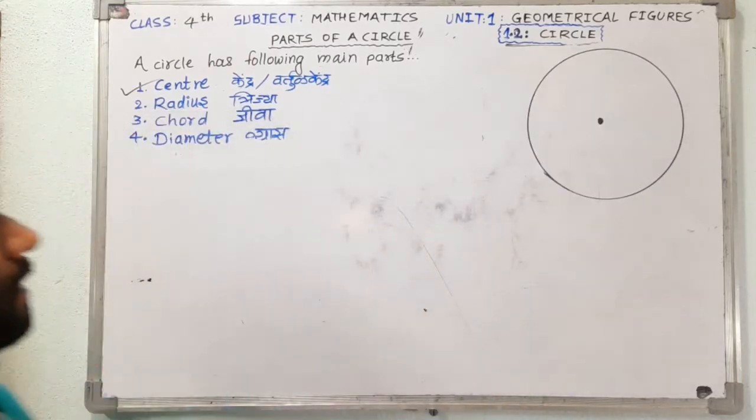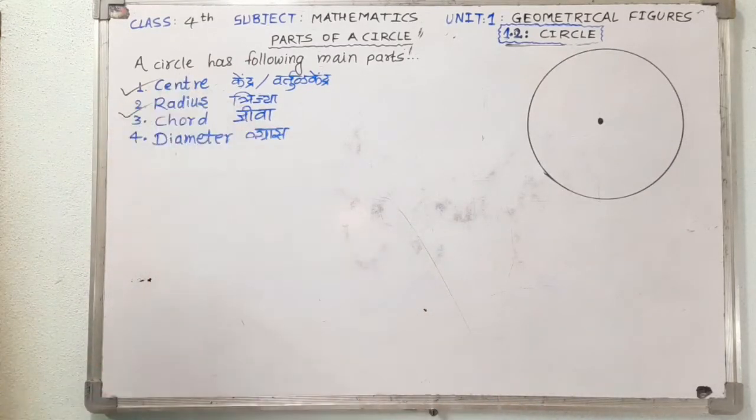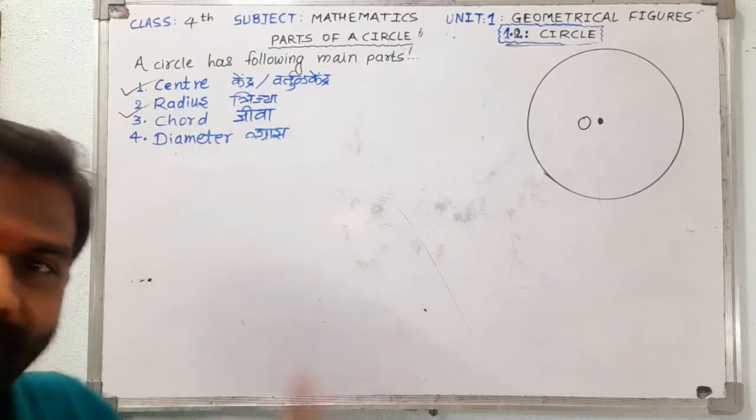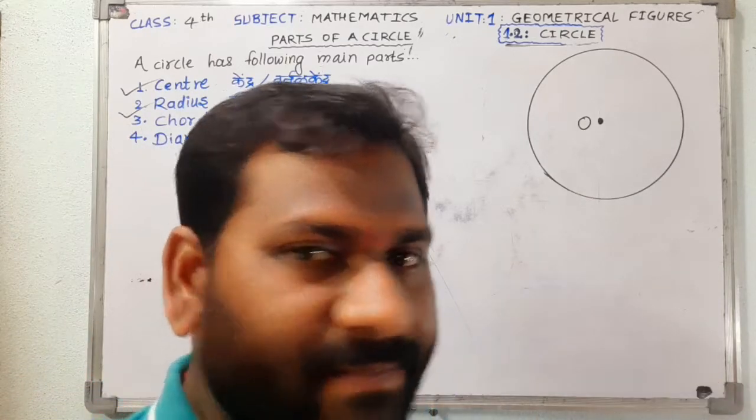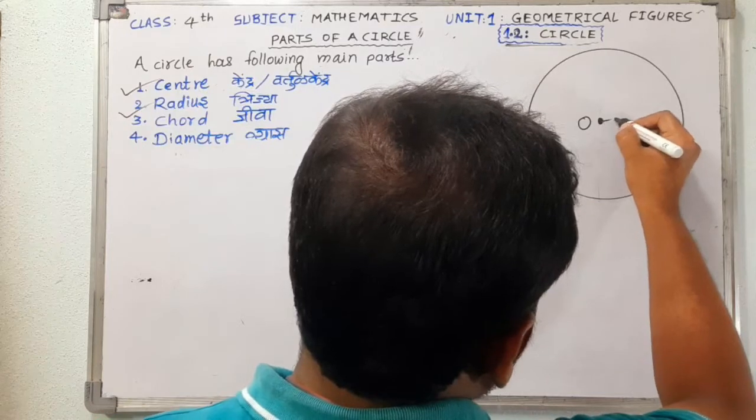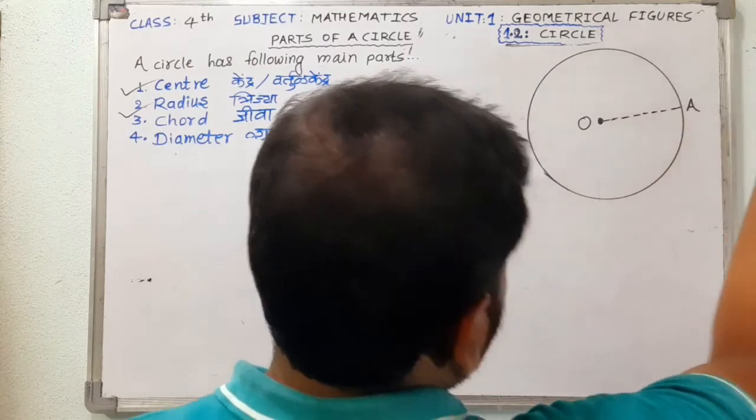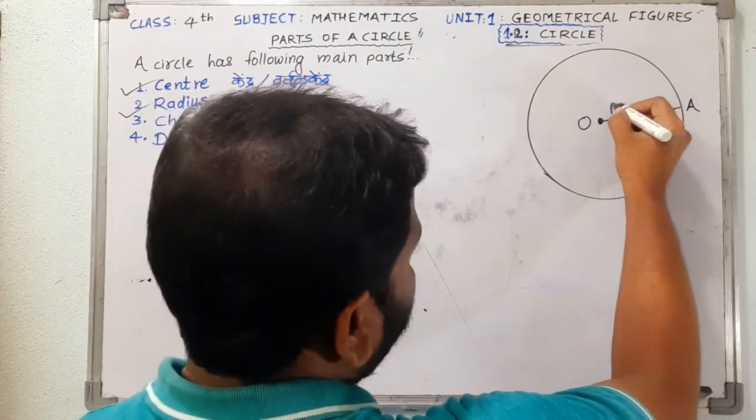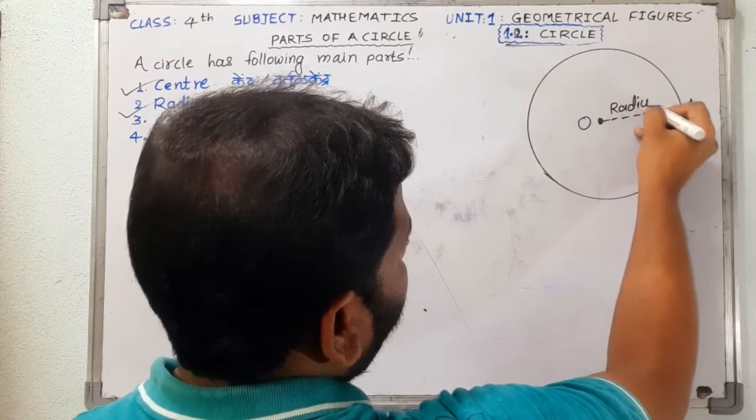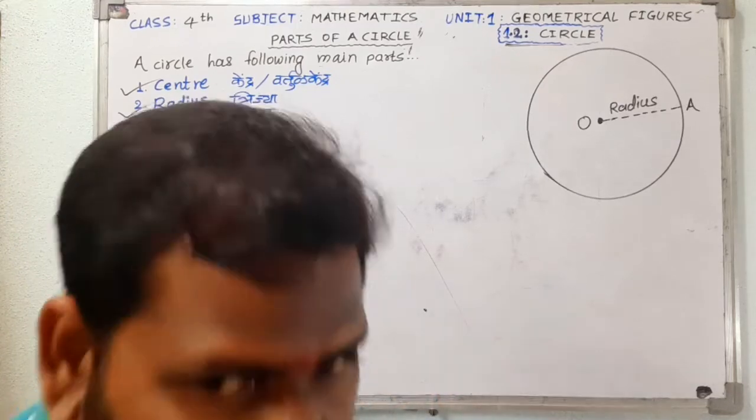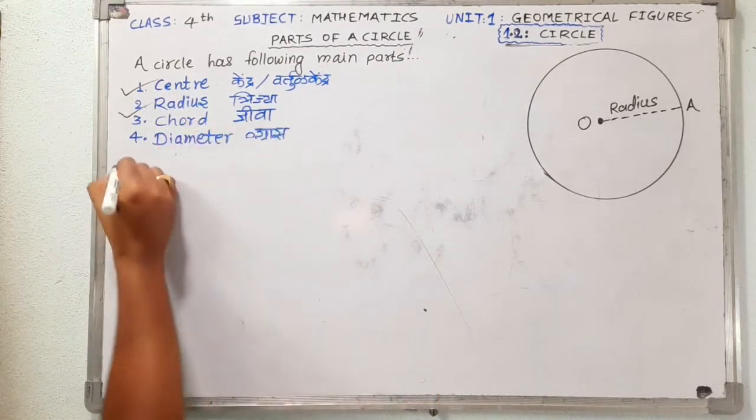Okay friends, now we have completed the second part of a circle, that is radius, and now we are going to learn about the third one, that is chord. Now look at the diagram. What is O? O is the center of circle. Is that clear? Now what is this point? Answer my question. This is suppose OA. Okay. OA is the radius of the circle. Correct? Done. So after this, we are going to learn the next one, that is chord.